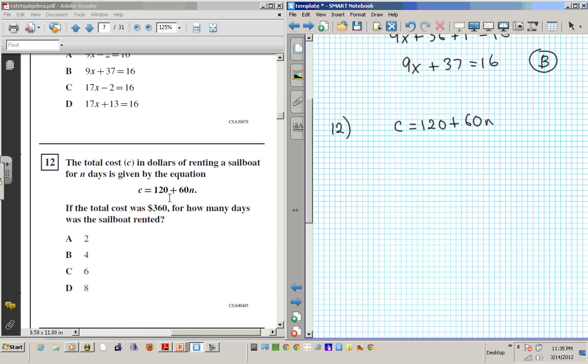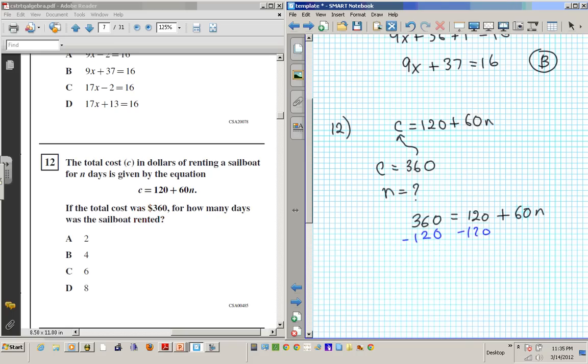So what is the cost? Is it C or N? C for cost, right? So we know that C equals 360, and N is what we're looking for. So let's plug in 360 into C and then solve it. Okay, so we're going to have 360 equals 120 plus 60n. So how do we get n by itself? Move the 120 over and divide by 60, right? So subtract 120 from both sides.